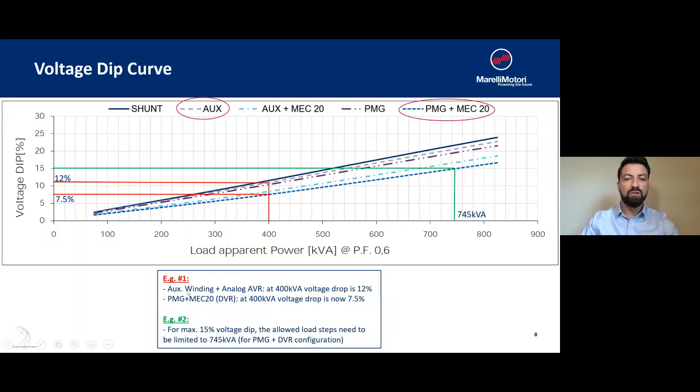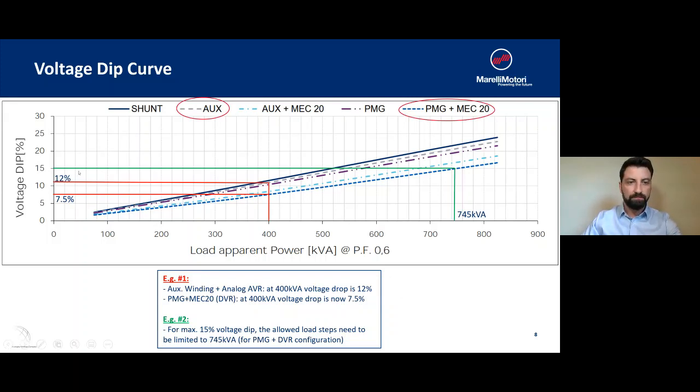So for the auxiliary winding with an analog AVR, when this generator is loaded at 400 kVA, the voltage drop is 12%. In a different configuration with a PMG and a MEC20 DVR, when loaded at 400 kVA, the voltage drop is now 7.5%. You can see there is an improvement in voltage drop. This is because the PMG, in conjunction with the digital AVR, is more efficient in managing the voltage variations.